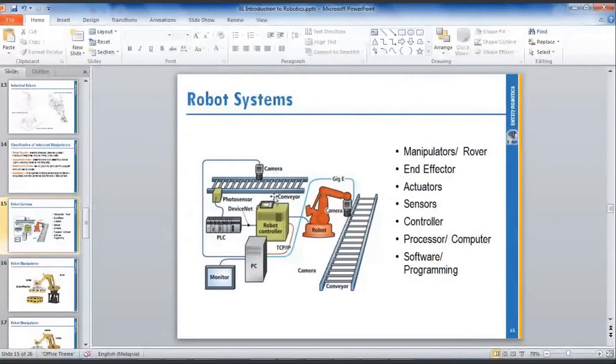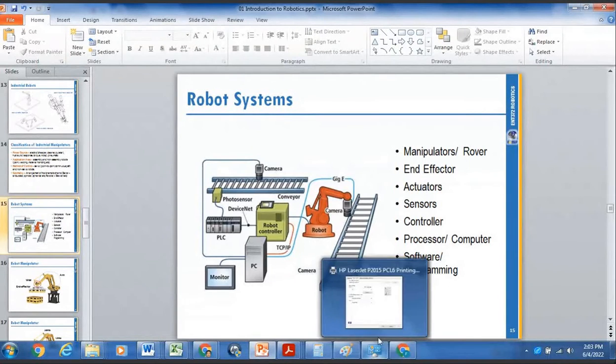This is a robot system. Example, robot system.